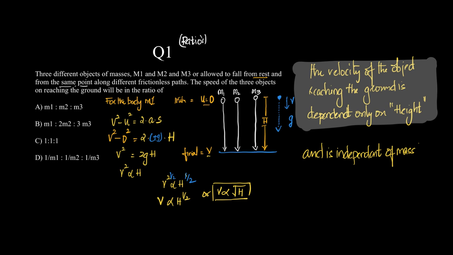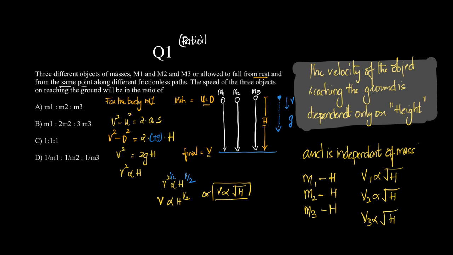The ratio will basically be equal to, let me explain that also. For m1 the height is h, for m2 the height is h, for m3 the height is h, which means v1 is proportional to root of h, v2 is proportional to root of h, and v3 is also proportional to root of h. So v1 is to v2 is to v3 equals root of h is to root of h is to root of h, which basically is equal to 1 is to 1 is to 1, which makes the correct answer option C.